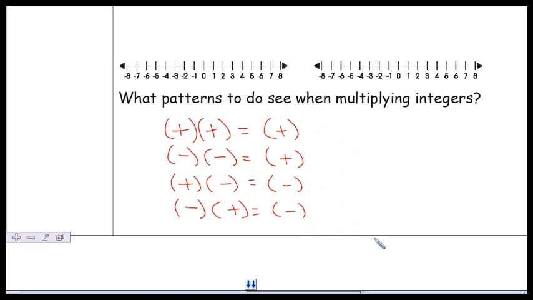So these are my rules that I need to remember whenever I multiply integers. Positive times a positive equals a positive.